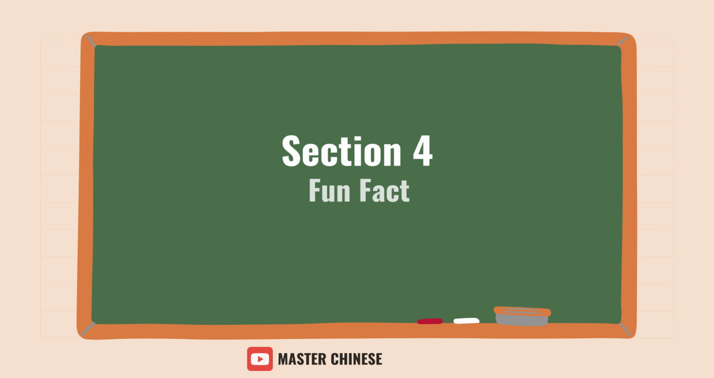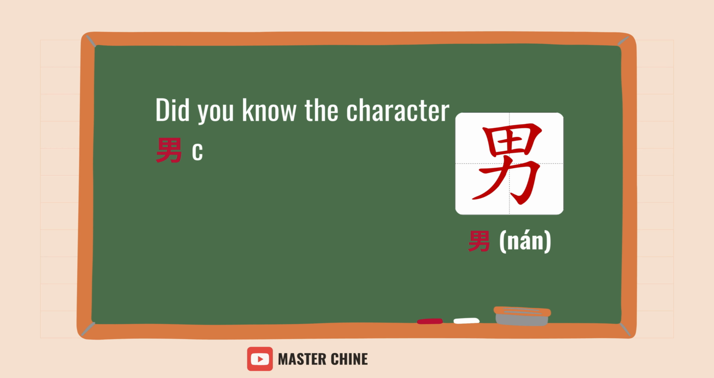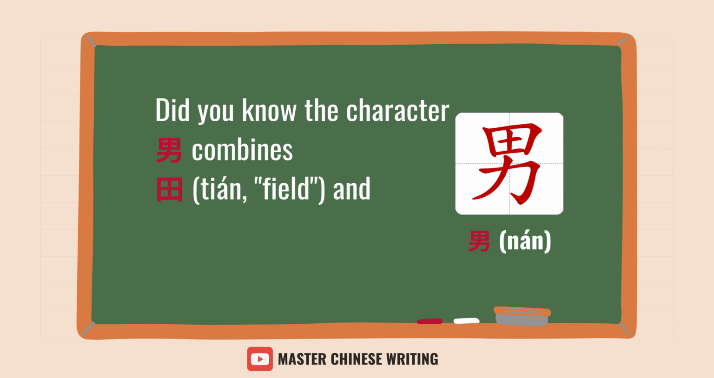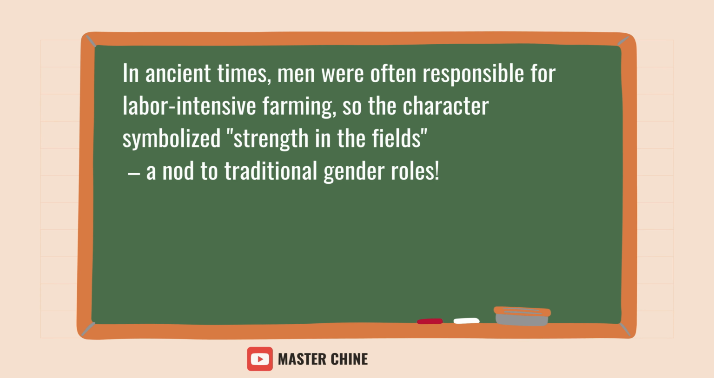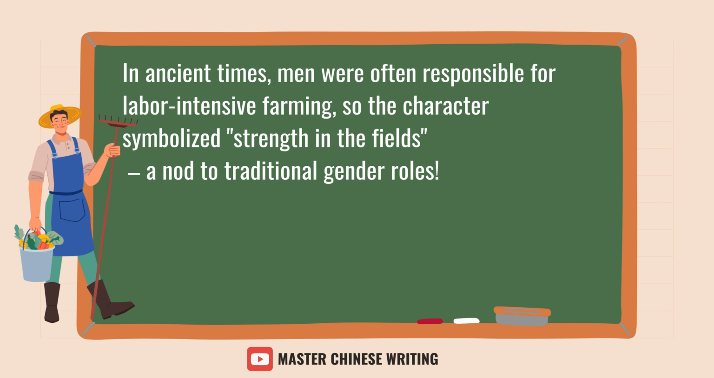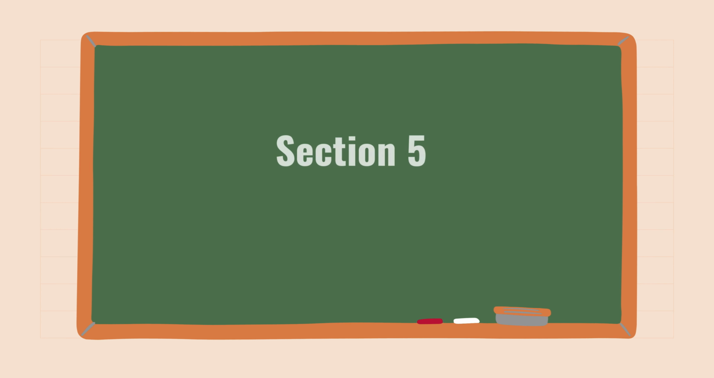Section 4. Fun fact. Did you know the character 男 combines 田, field, and 力, strength? In ancient times, men were often responsible for labor-intensive farming, so the character symbolized strength in the fields, a nod to traditional gender roles.